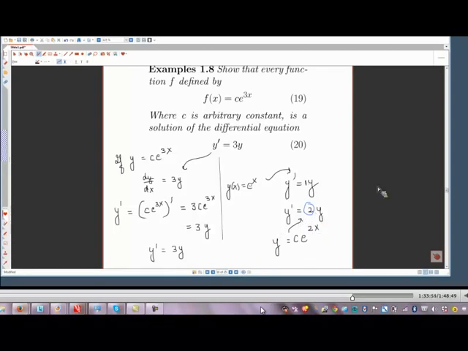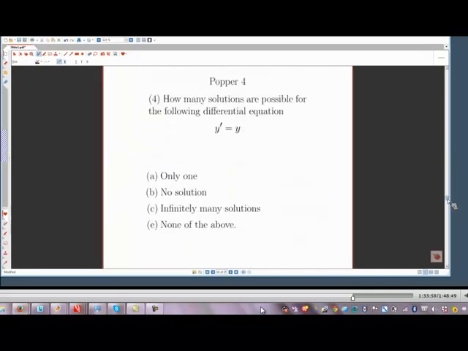So let's do the last problem. How many solutions are possible for the following differential equation? y prime equals y. No, it should not be 3x e to the power x. It's a constant, right? The derivative of the exponential function 3x is 3.